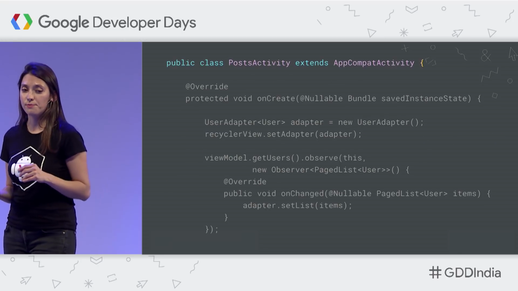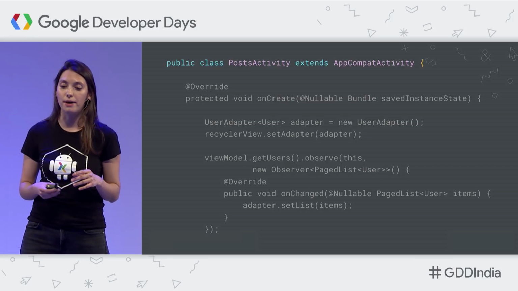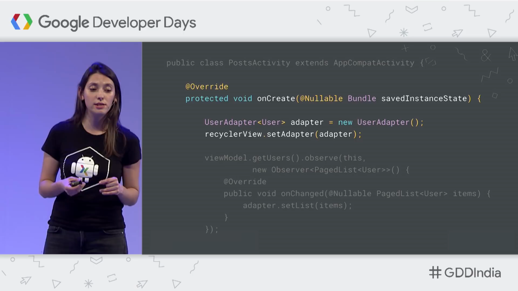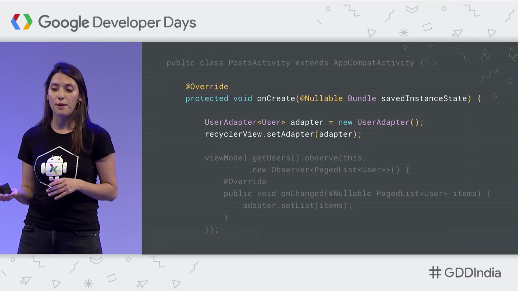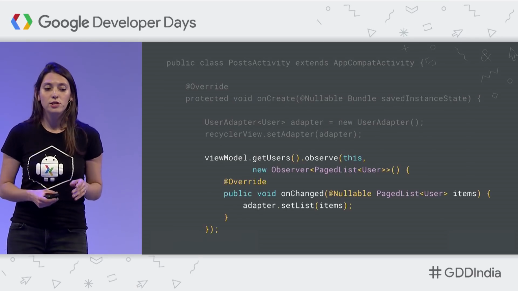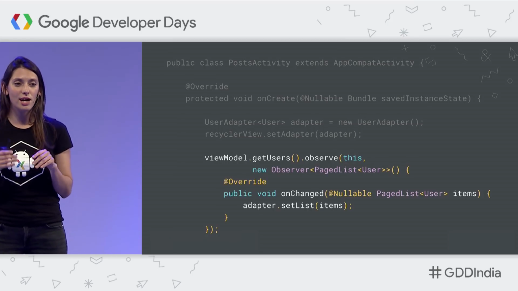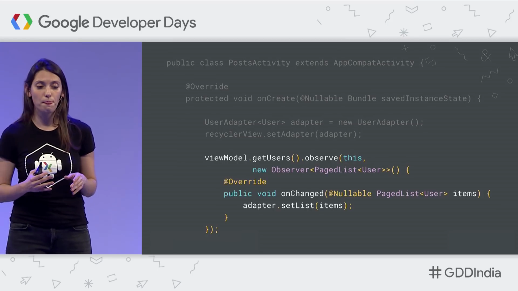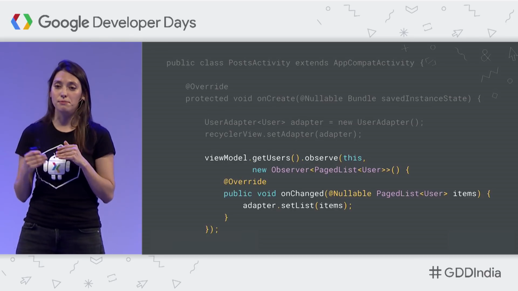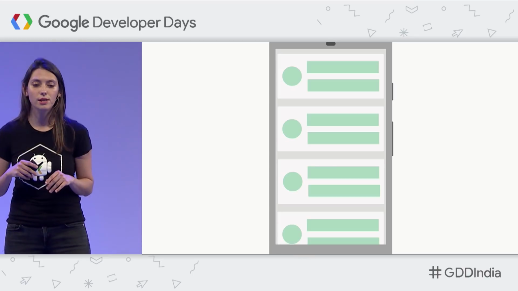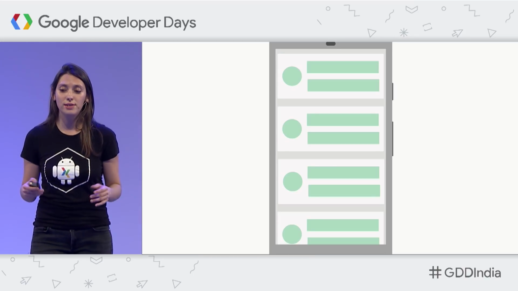In your activity, you need to make sure that it extends AppCompatActivity, so it has a lifecycle. And then in the onCreate method, you would create an instance of your adapter, and then you would observe the changes of the LiveData of a PagedList from your ViewModel. And whenever that LiveData emits, you will set the new list to the adapter. So now we have a list.